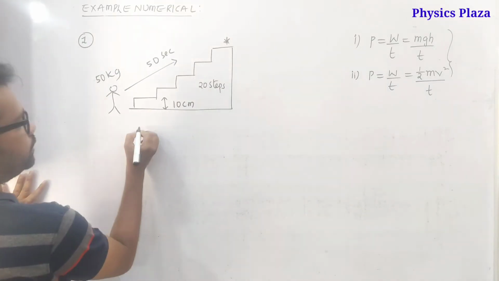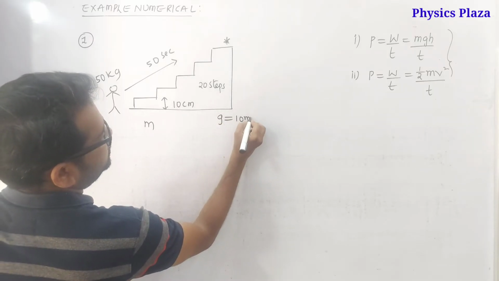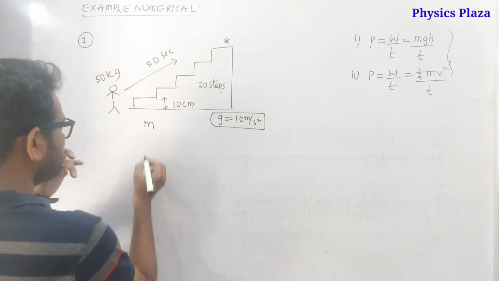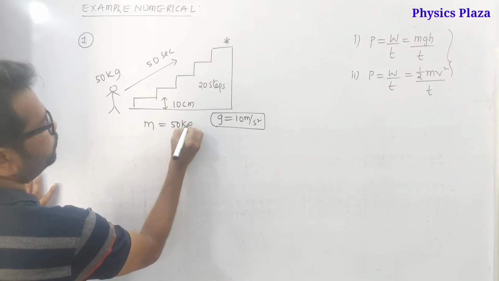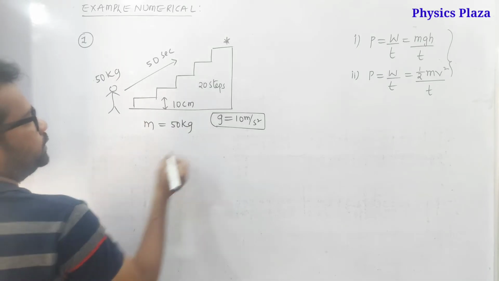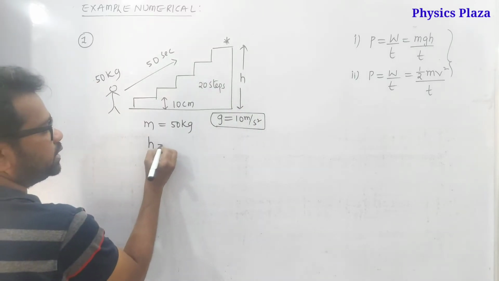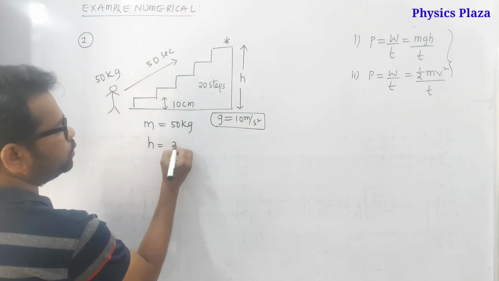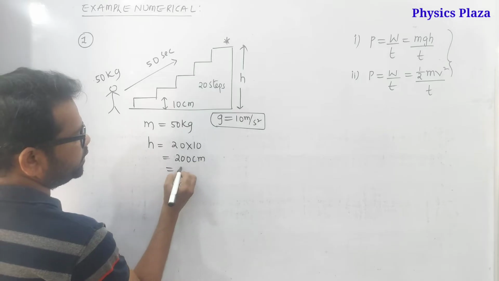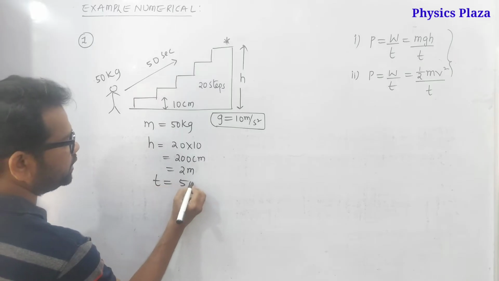So first let us read the data, children. Here mass is given. The g value is 10 meter per second square only. If it is not given, you can take it as 10 only. Usually it will be given in the question. So here mass is given, 50 kg, and time is given, 50 seconds. The height is not given, we have to calculate it. Children, it's very important: number of steps into height of each step. This is going to be 200 centimeters, which is 2 meters. Clear? Time is given anyhow, it is 50 seconds.